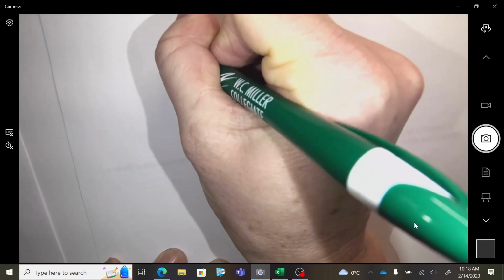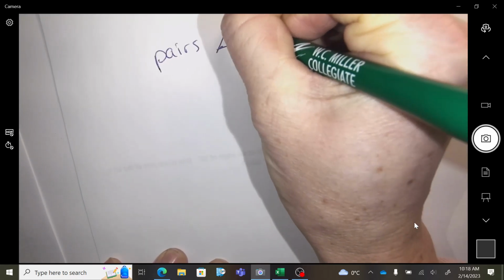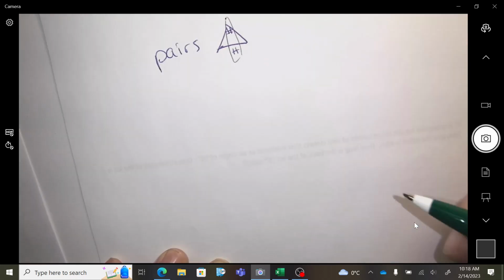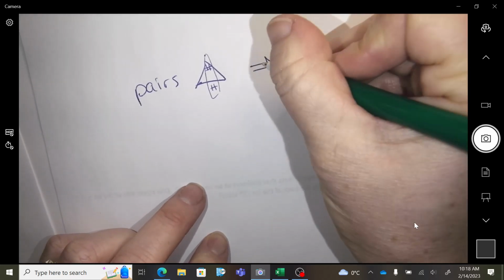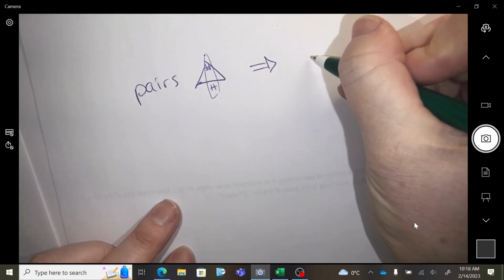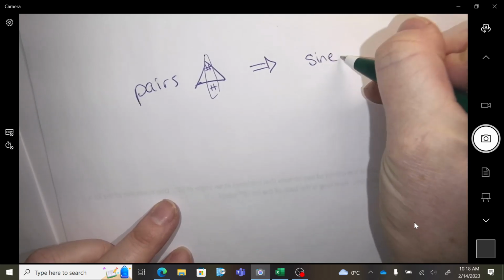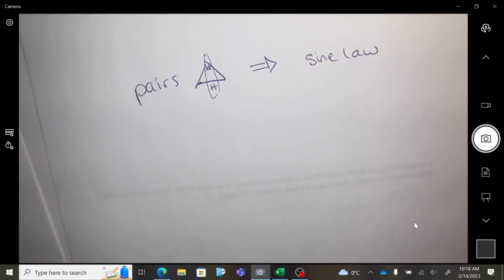If I would have this in a triangle, then I would do this. If I had this in a triangle, I would do this. There's 3 components. What's one of them? If you had pairs, so if you had that, then what would you do? Sine law? Okay. You get 1 point. That's 1 point of explanation.